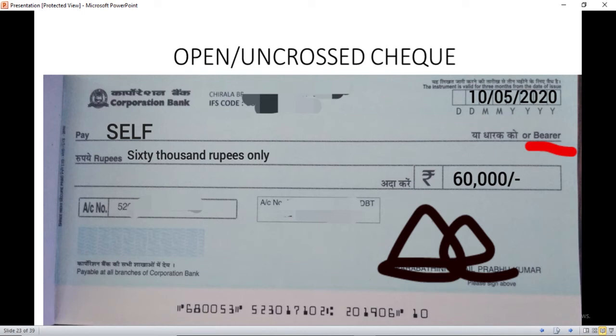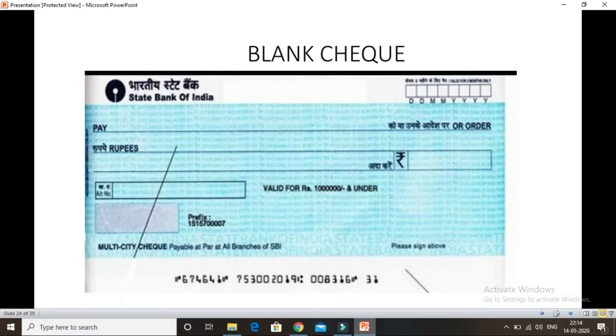Next, we come to our actual concept. This is an open or uncrossed check. It is nothing but a bearer check. No crossing on the left side top corner. This is a bearer check. This is a blank check. Nothing can be written on it. We can use this type of check for withdrawing money, transferring money, and NEFT, RTGS and DD transactions. Likewise, we can use these checks.